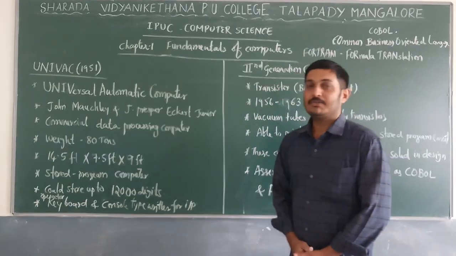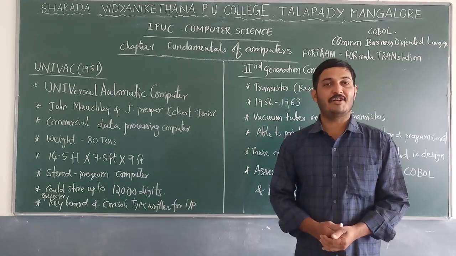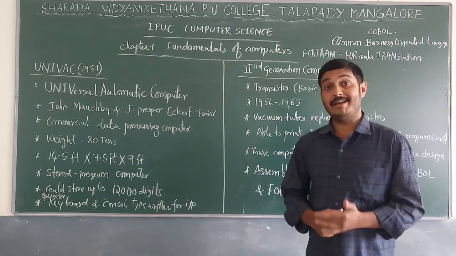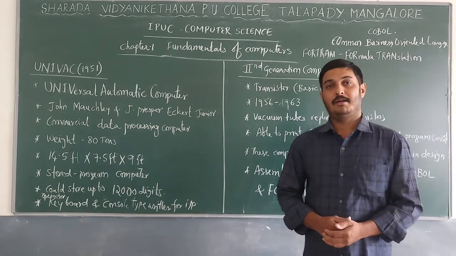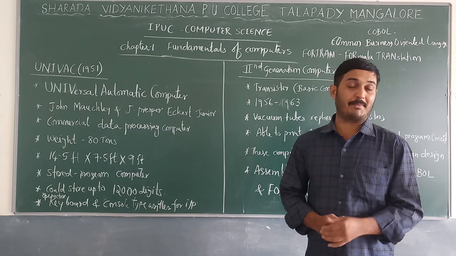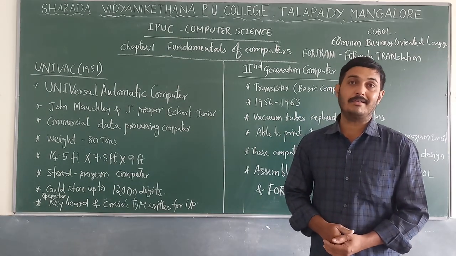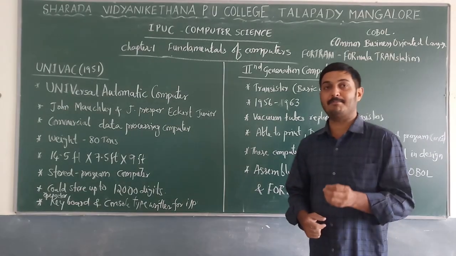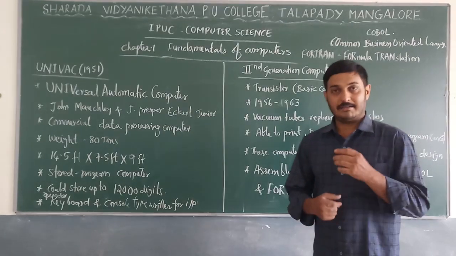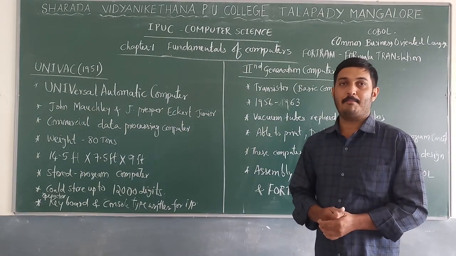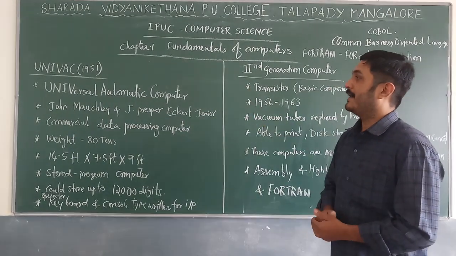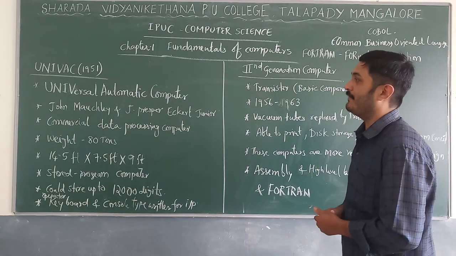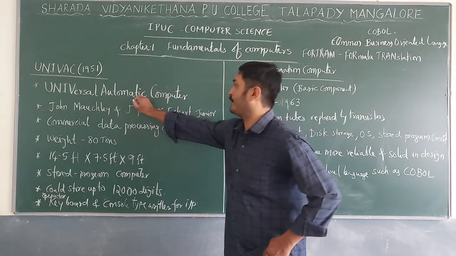Okay students, so we know that the first generation computer is not reliable, and here are some examples of the first generation: Mark 1 and ENIAC. We studied about that one. Mark 1 was designed by Howard J. Meckert, and next ENIAC is the first digital computer, and the next one is UNIVAC, Universal Automatic Computer.